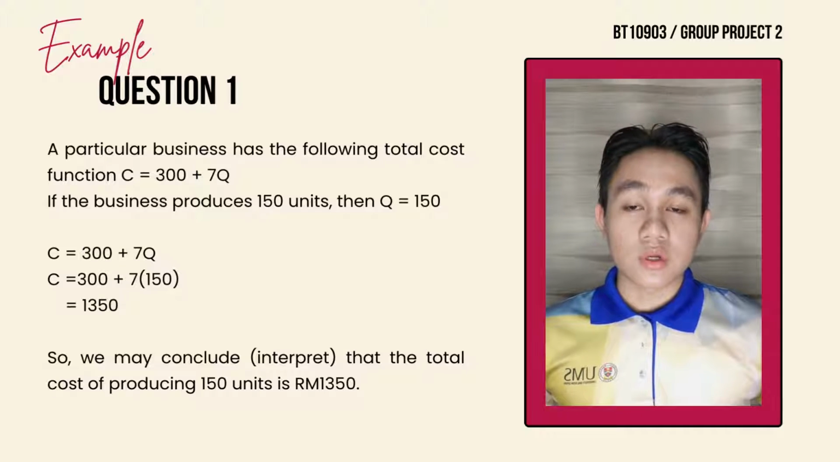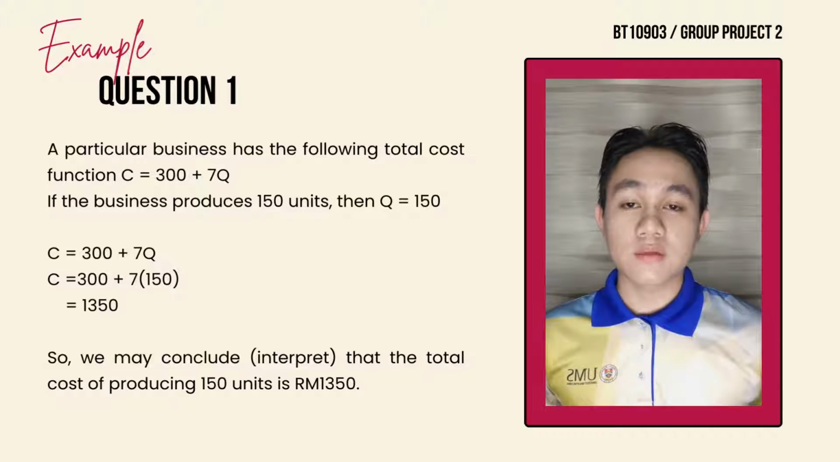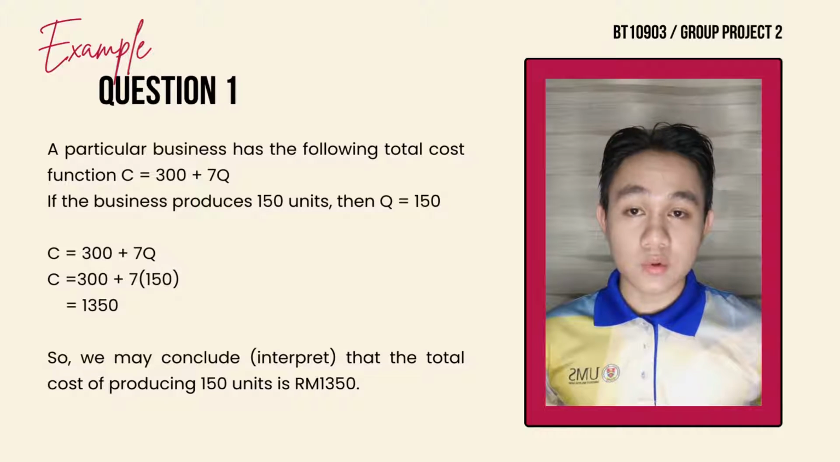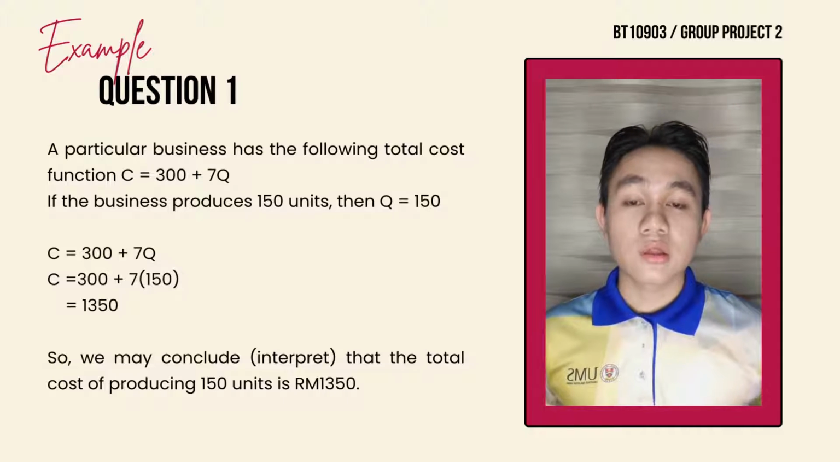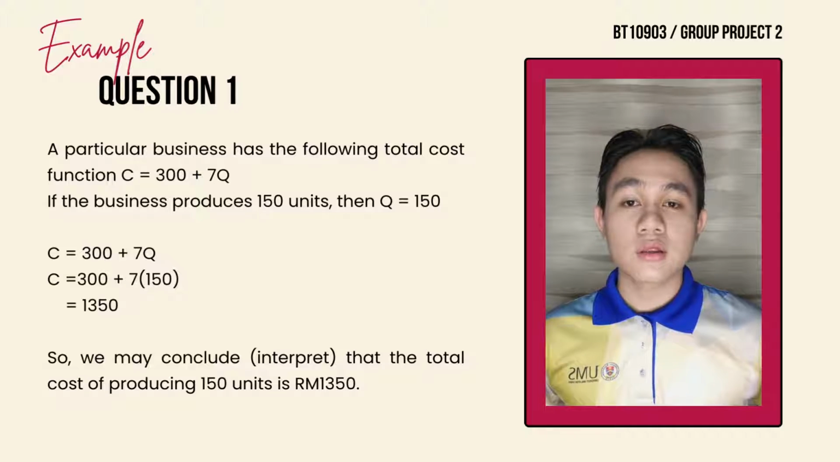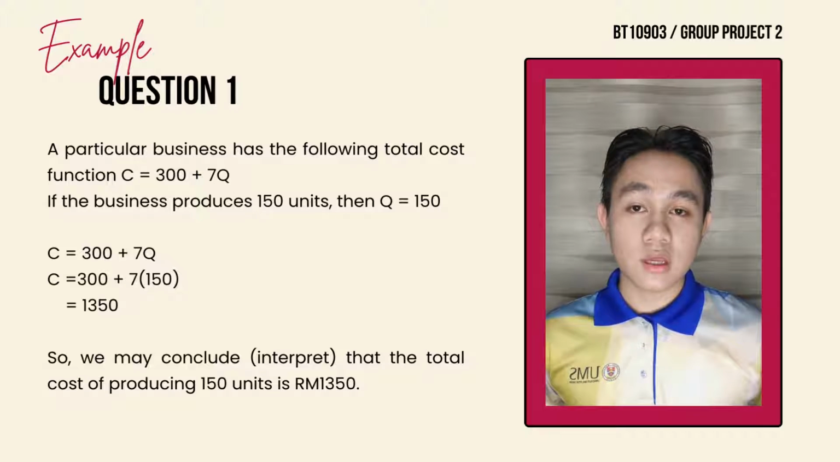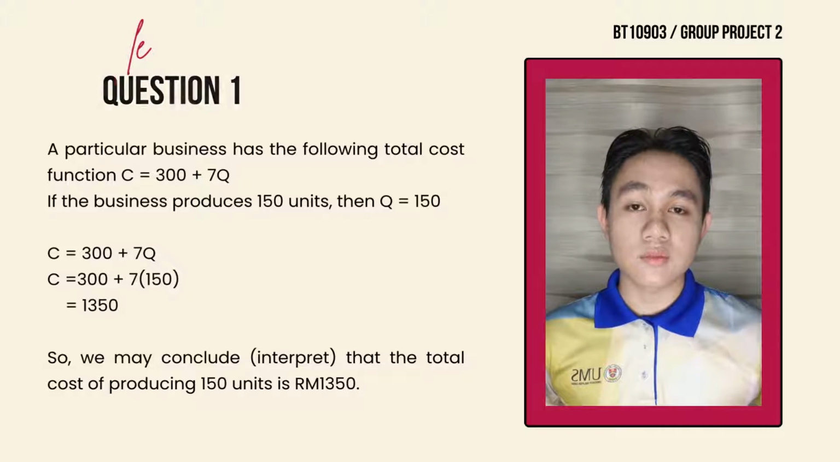For example, question 1. A particular business has the following total cost function, which is C equals 300 plus 7Q. If the business produces 150 units, the Q will be 150. So we can calculate with C equals 300 plus 7Q. Substitute Q with 150 and we will get the final answer 1350. So we may conclude that the total cost of producing 150 units is 1350 ringgit Malaysia.